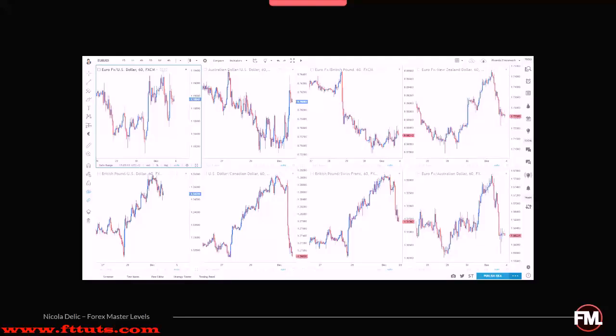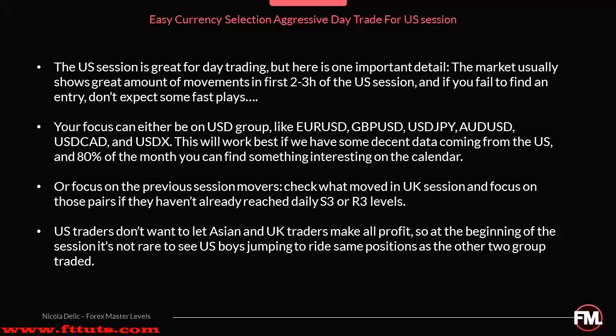So trying to see what's moving, what's not moving, and depending on the mood, like if I want to be a little bit more aggressive, I would take that Euro USD or the pound dollar on the news idea. But if you want to play safer, I would go with the Aussie dollar or some other pair that has a great correlation. Easy currency selection for aggressive day trade for US session.